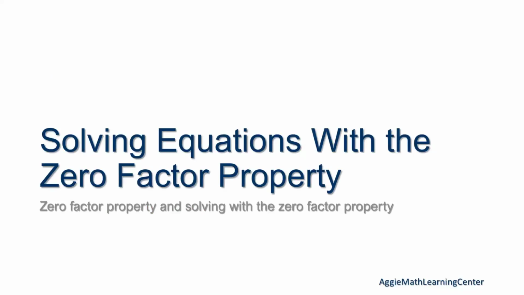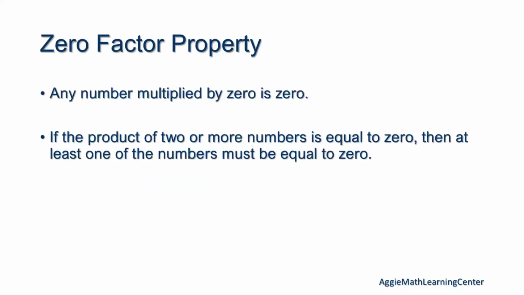Now we'll talk about solving equations with the zero factor property. Okay, so any number multiplied by 0 is 0. If we have 1 multiplied by 0, that's 0. 10,000 multiplied by 0, that's 0. No matter how big or small, anything multiplied by 0, that's 0.